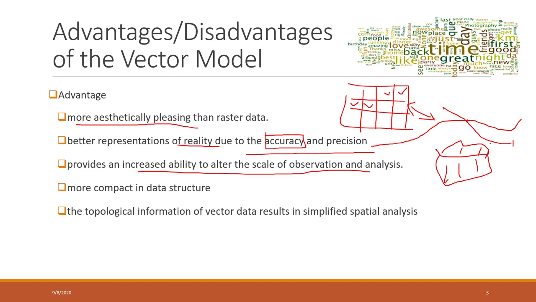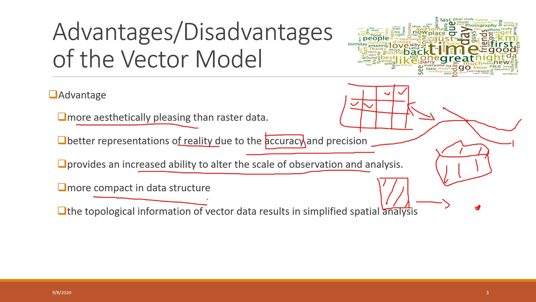And also, you can use different types of vector data to represent objects at different scales. For example, if you look at a building, at a very large scale, you can use a polygon. However, if you look at a very small scale, like the entire country of the United States, then a building can be represented as a point. So you can abstract the feature by using different types of vector data.